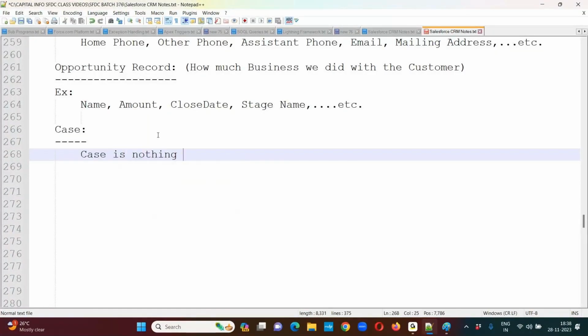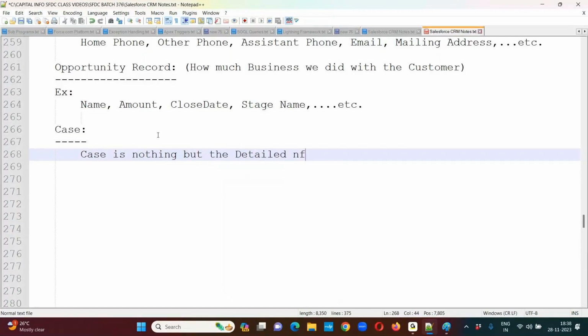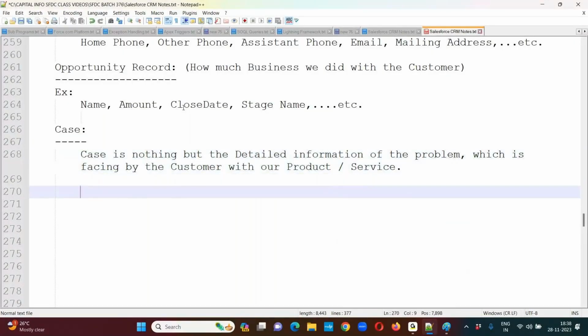Case is nothing but the detailed information about the problem which is faced by a customer with our product or service. Okay, now, so in this case, as a customer, it's our responsibility. Okay, we have to raise a complaint.